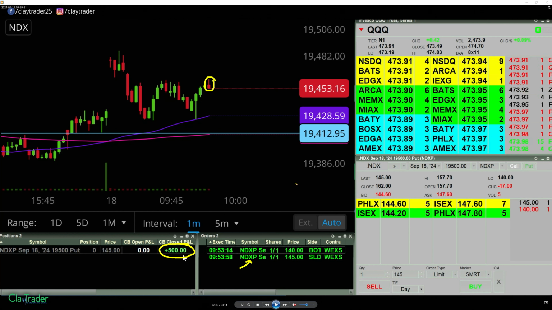And then where is this 44 seconds coming from? Because that's a pretty crazy claim, I understand. But right here, this column shows execution time. So I was able to buy at 9:53:14, and I was out at 9:53:58. So if my math is right there, that is 44 seconds. And there you have it.